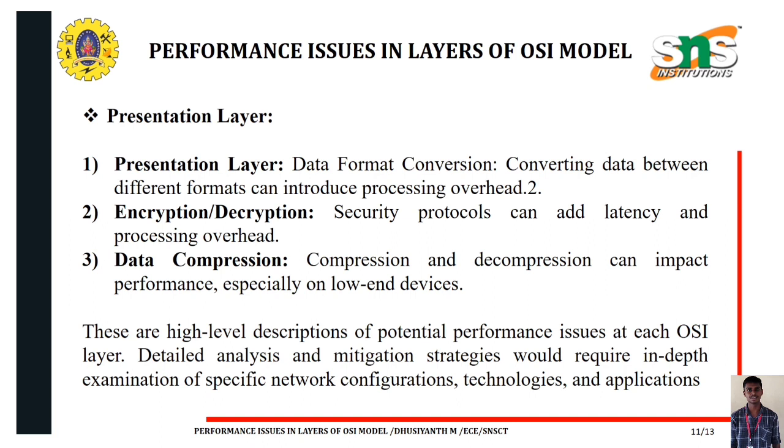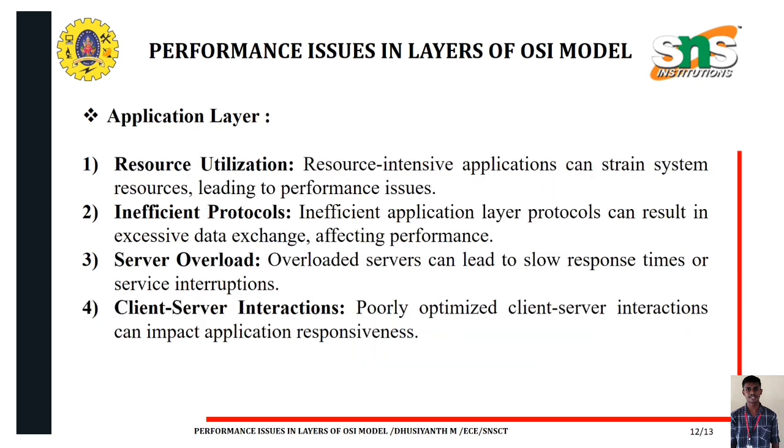And to the next layer, that is the presentation layer. In the presentation layer, data format: converting data between different formats can introduce processing overhead. And encryption and decryption. Security protocols can add latency and processing overhead. Data compression. Compression and decompression can impact performance, especially on low-end devices. And these are the high-level descriptions of potential performance issues at each layer of the OSI model. Detailed analysis and mitigation strategies would require in-depth examination of specific network configurations, technologies, and applications.